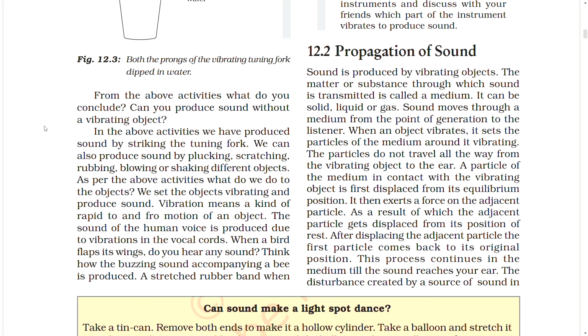12.2 Propagation of Sound. Sound is produced by vibrating objects. The matter or substance through which sound is transmitted is called a medium. It can be solid, liquid, or gas. Sound moves through a medium from the point of generation to the listener. When an object vibrates, it sets the particles of the medium around it vibrating. The particles do not travel all the way from the vibrating object to the ear.